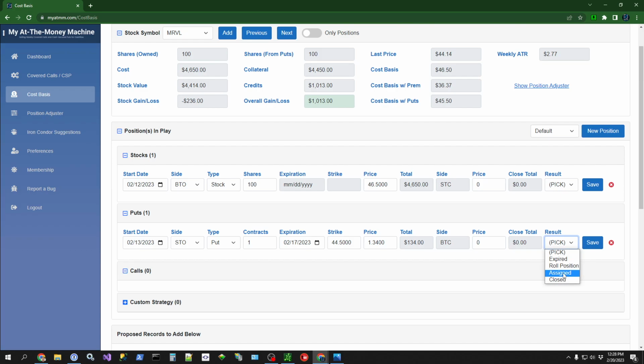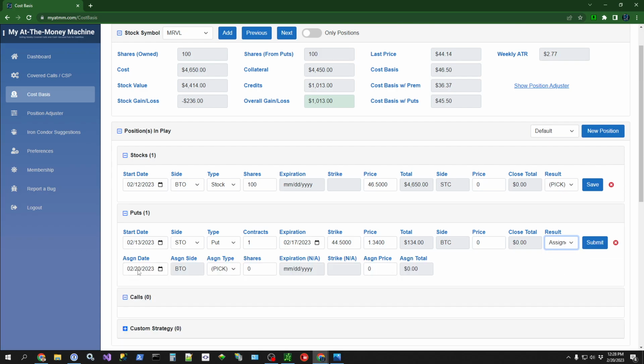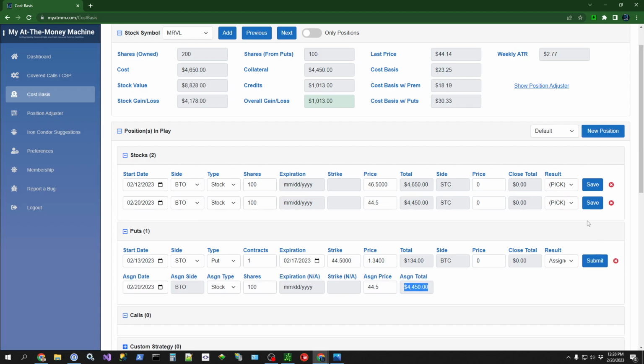So the result was it got assigned, and the assignment type is a stock. It was for 100 shares. The assignment price is the same as the strike price, so $44.50. So the total is $4,450. Go ahead and click submit. And then we want to click save on that to get the proposed records added.